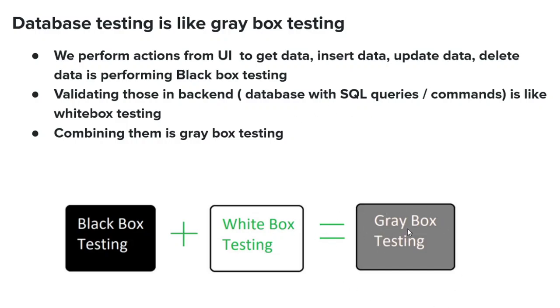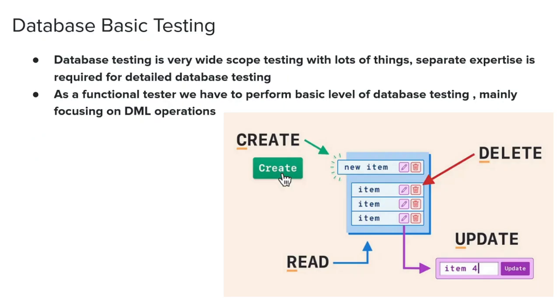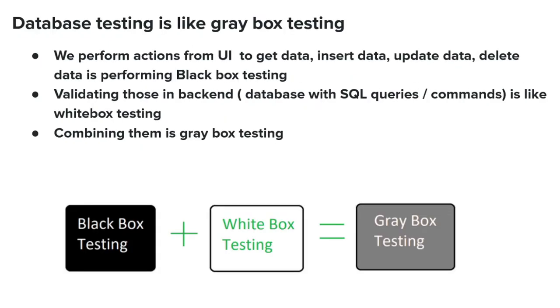Whenever, as a functional tester, we are performing the basic operations for database testing like creation, updation, deletion and reading of data, that is known as gray box testing. That is all about the basics of database testing. As a functional tester, we have to focus mainly on these parts. Database testing itself is a very huge module, and for it we need separate expertise. There are lots of other things covered in detailed database testing, but for an introduction, the basic minimal part required for database testing is what this tutorial is about.